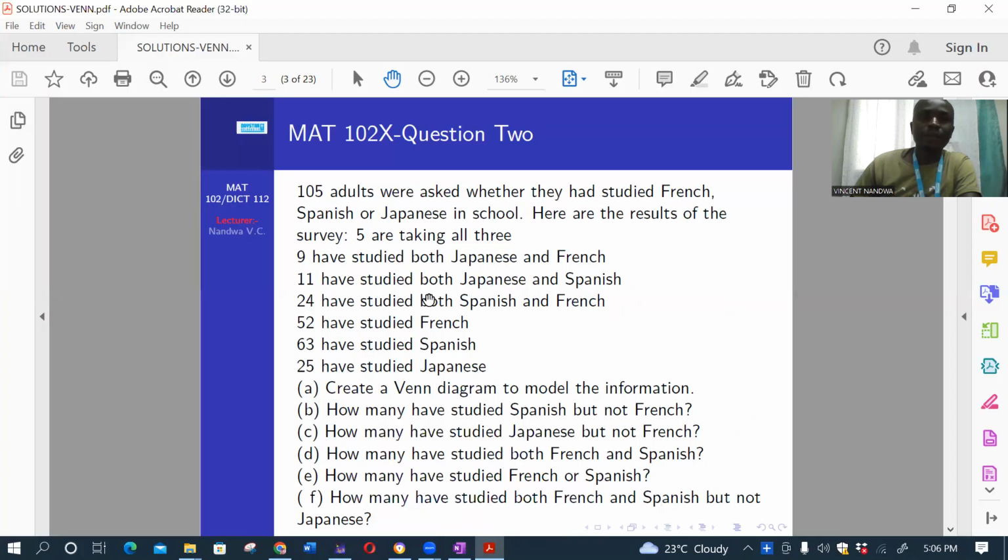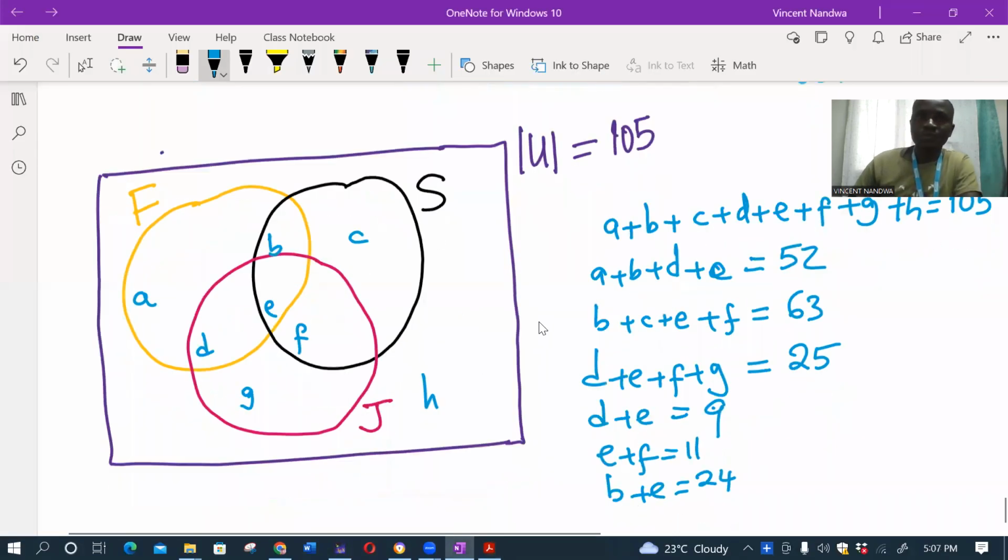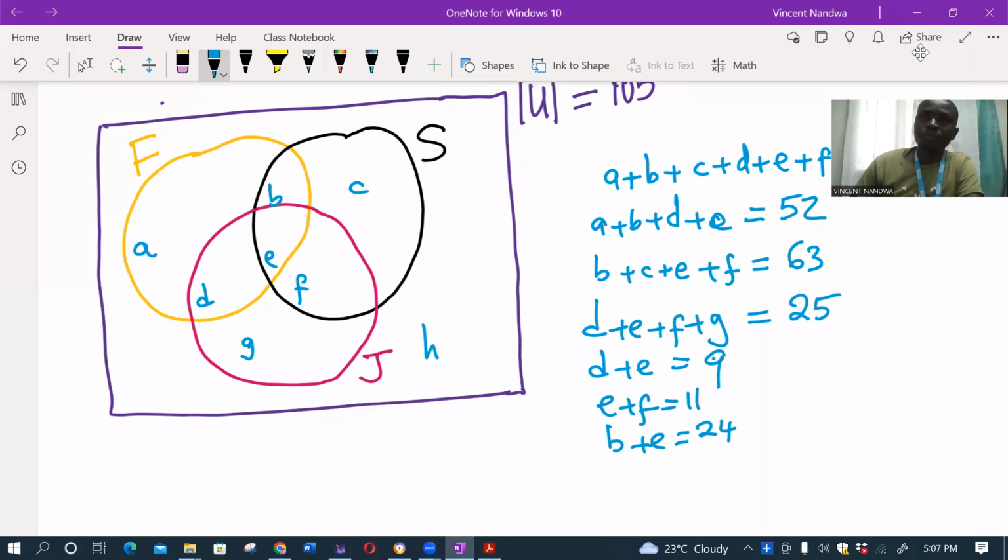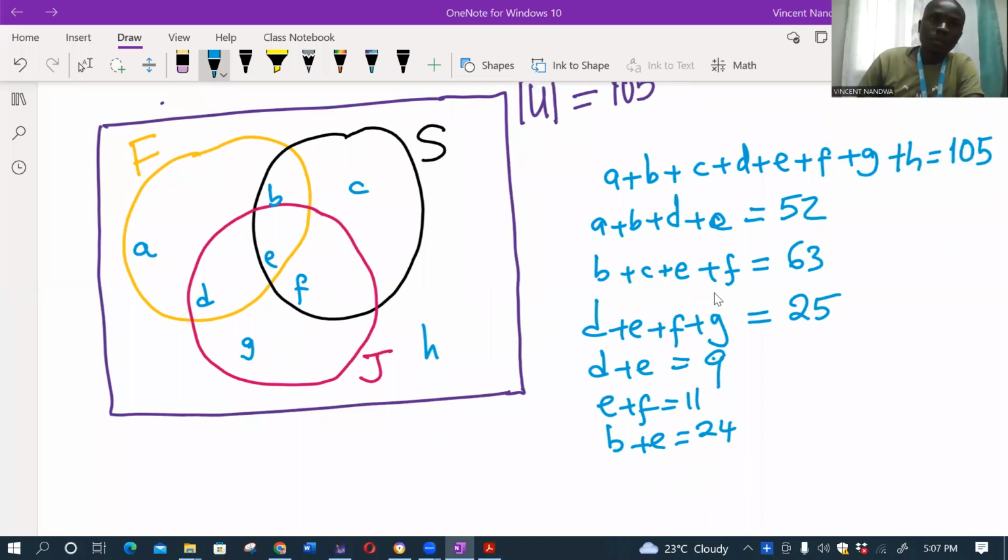And then lastly, 5 are taking all the 3 subjects or 3 languages. So which means where all the 3 circles meet, the value should be 5. So the 3 circles are meeting at E, so E is 5. So that's the information we have.